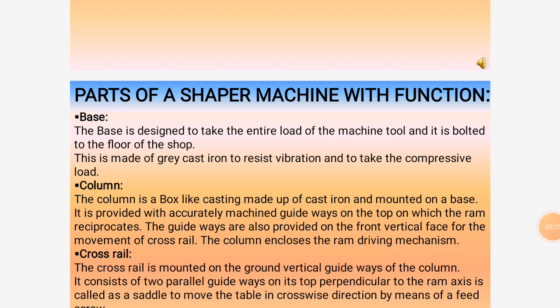Base. The base is designed to take the entire load of the machine tool and it is bolted to the floor of the shop. Next, column. The column is a box-like casting made of cast iron and mounted on the base. It is provided with accurately machined guideways on the top on which the ram reciprocates. Guideways are also provided on the front vertical face for the movement of the cross rail.